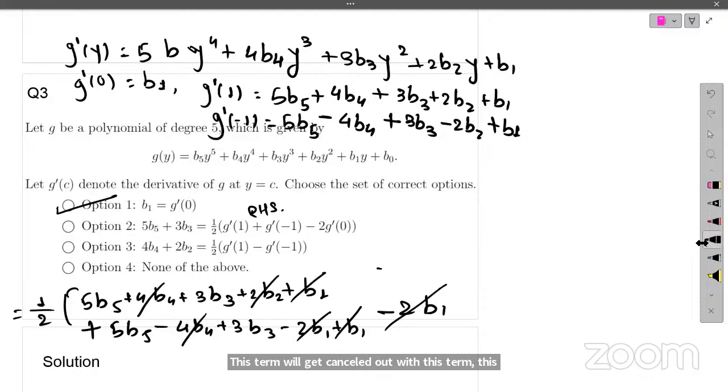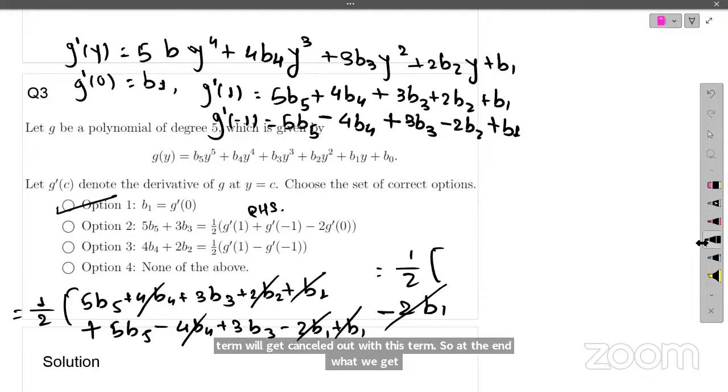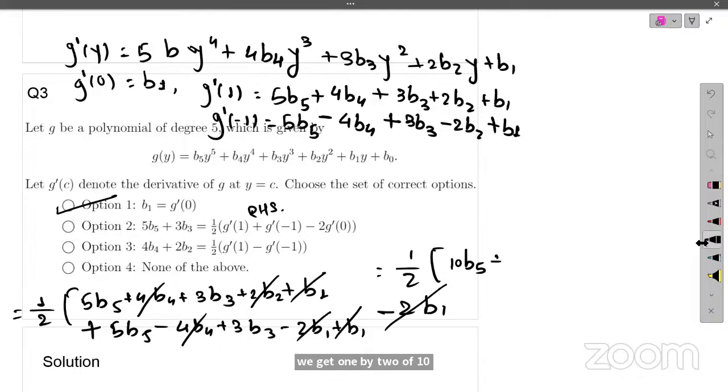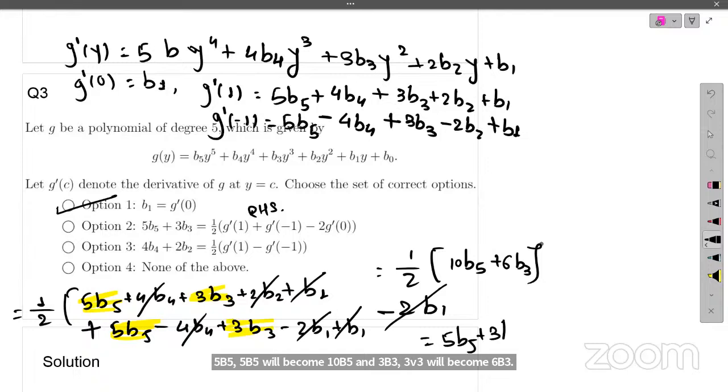So at the end, what do we get? We get 1 by 2 of 10 of B5 plus 6 of B3, right? Because this is 5B5, 5B5 will become 10B5, and 3B3, 3B3 will become 6B3. So this is the same as 5 of B5 plus 3 of B3. So that's why option number 2 is correct.